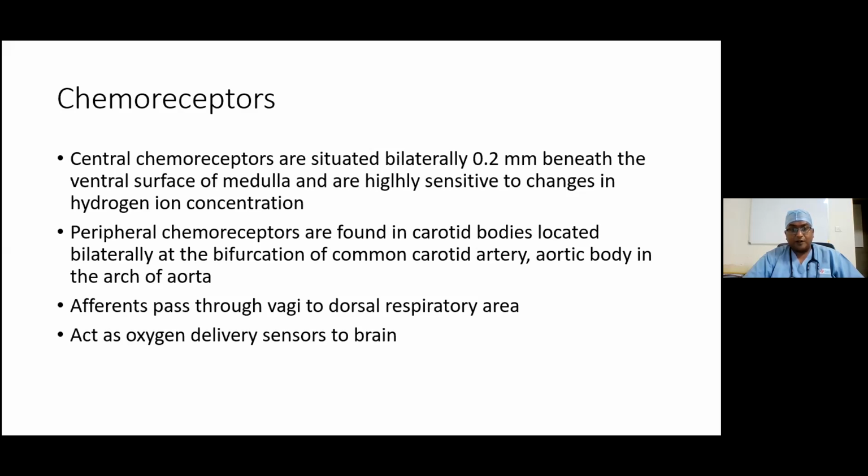So these sensors are highly sensitive to oxygen, and since the afferent connections are directly to the dorsal respiratory area, the respiratory rate can immediately be altered depending on the sensor's sensitivity.